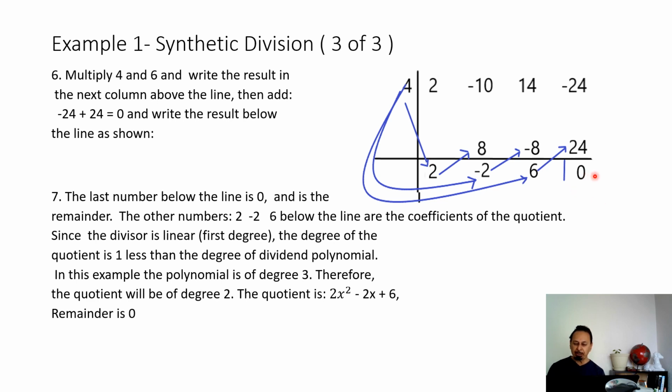Now 0 is the remainder, and 2, minus 2 and 6 are the coefficients of the quotient polynomial. Since the first term of the dividend had degree 3, the first term of the quotient will have degree 2. So you start with 2x squared minus 2x plus 6. And the remainder is 0.